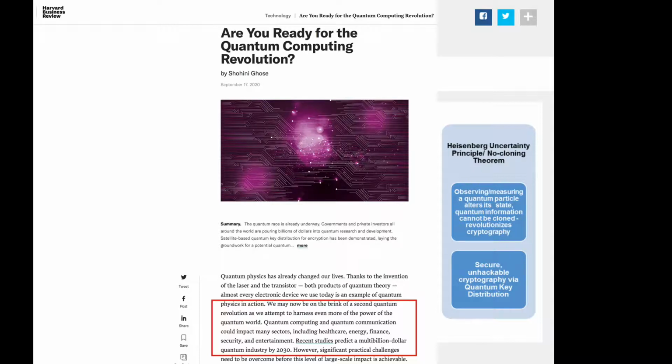And of course, this raw computing power brings us closer to artificial intelligence and quantum computing. Quantum computing, of course, could go very much further. And this is what has been written in Harvard Business Review 2020. We may now be on the brink of a second quantum revolution as we attempt to harness even more of the power of the quantum world. Quantum computing and quantum communication could impact many sectors, including healthcare, energy, finance, security, and entertainment. Recent studies predict a multi-billion-dollar quantum industry quite soon.